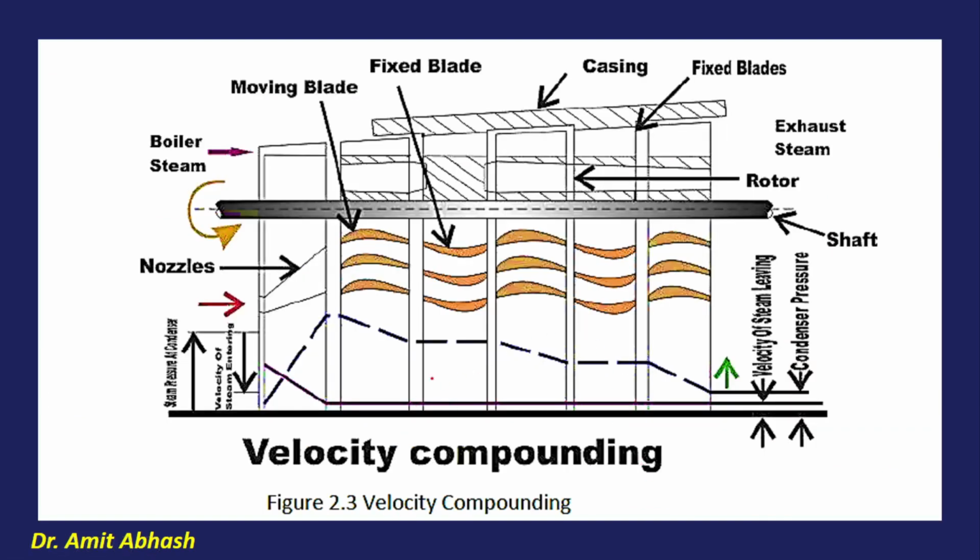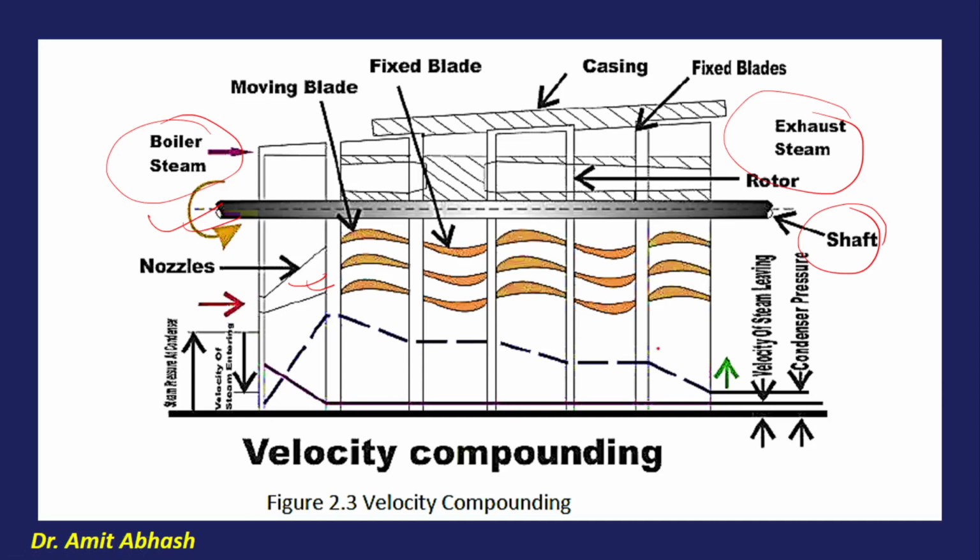So here you can see the nozzle. Boiler steam enters from here. This is the shaft which is rotating. I have mentioned the names over here, and this is the rotor, and here is the exhaust steam. Now, we have used the nozzle over here, and what is the function of the nozzle? Basically, the nozzle utilizes the pressure energy to convert it into kinetic energy, meaning it will increase the kinetic energy.